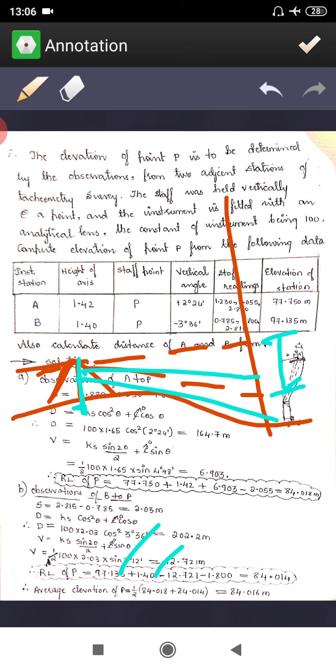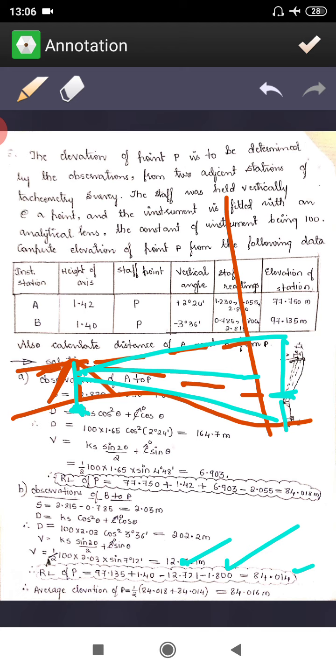97.135 plus 1.40, so this is 93.175 plus 1.430. Now here if you see this, 97.135 plus 1.40 minus C, if you come here, minus V, it is going to be here, then minus H. Minus V minus H, you are going to get 84.14 meter, and the average elevation you can get, it is 84.16 meter. This is what comes from this problem.